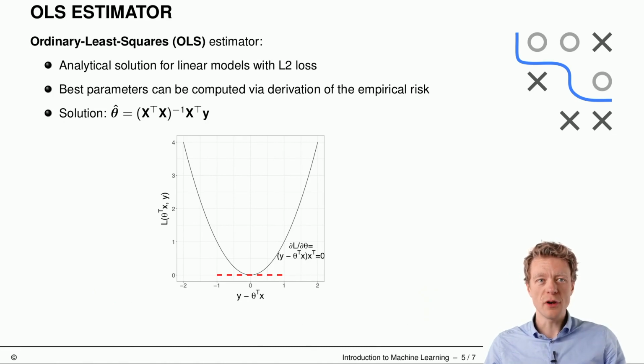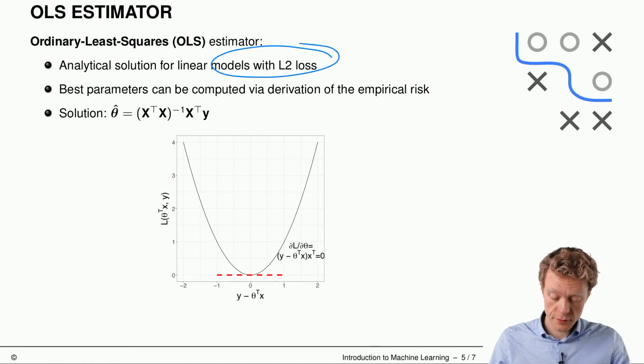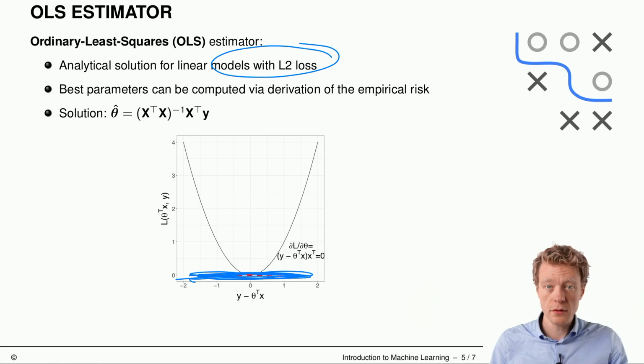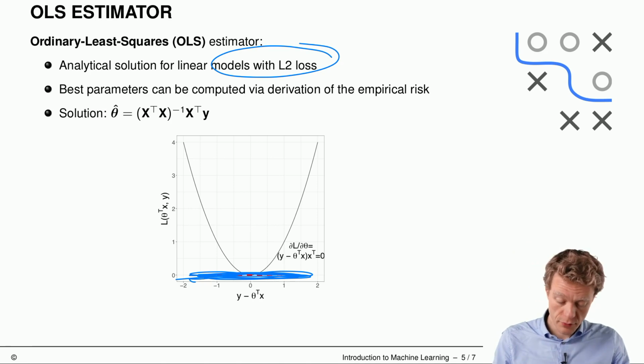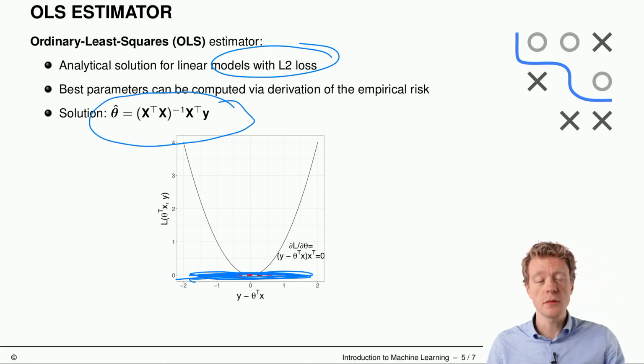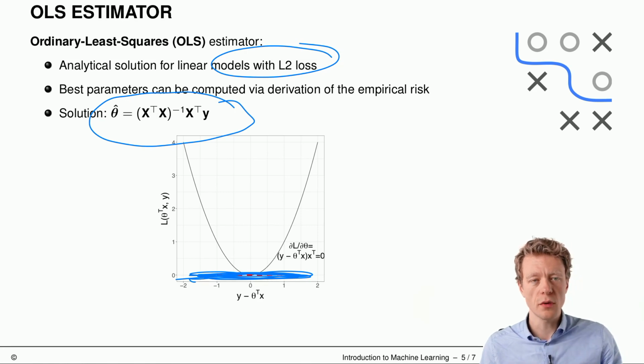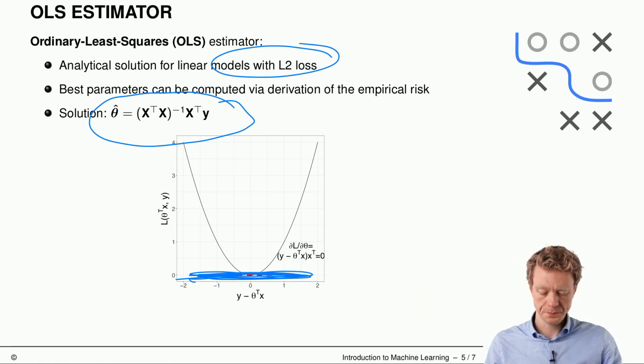Well, I've already dropped the OLS estimator, that's the ordinary least squares estimator, which is the analytical solution for a linear model with L2 loss. The nice thing about the L2 loss is, as said before, that it's differentiable everywhere, but especially also in 0. This means we can just compute the gradient, or set the derivative to 0 and solve this linear equation system. Perhaps you've seen this before, and if not, it doesn't matter too much here. So the analytical solution for the OLS estimator is this here: the inverse of X transposed X multiplied with X transposed y.